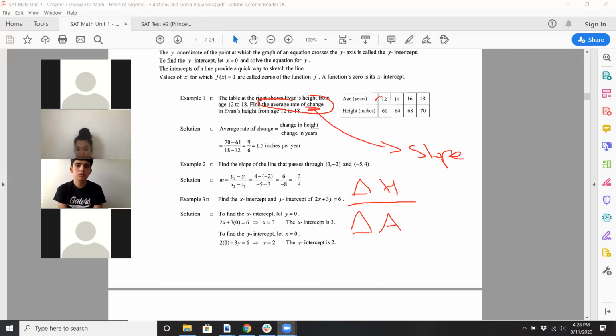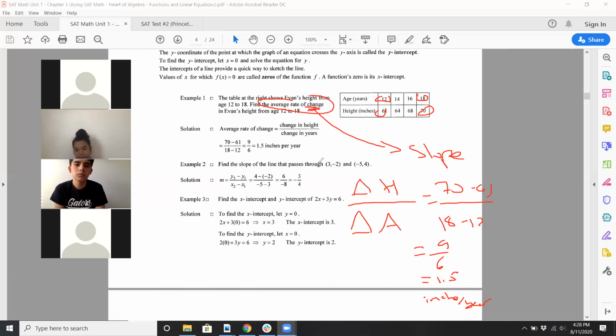So from 12 to 18, the height went from 61 to 70, or 70 minus 61. And the age went from 12 to 18, or 18 minus 12. So he gained 9 inches in 6 years. That's why it's 1.5 inches per year. And notice the units. The units are also in a ratio. So that's what we expect for slope.